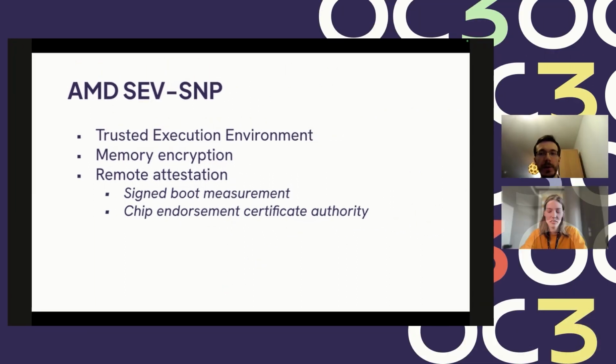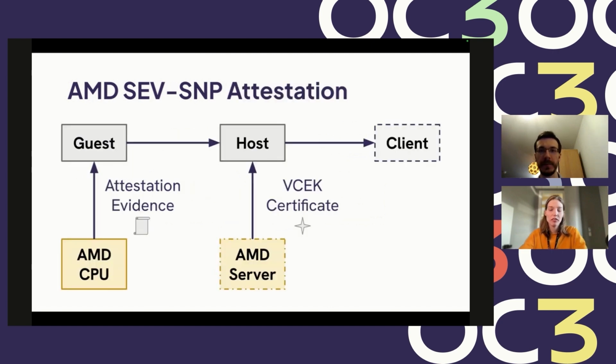AMD SEV-SNP also provides the ability to perform remote attestation by taking a measurement of the VM workload and signing it with the hardware key. AMD also provides certificate authority servers that can sign the corresponding hardware key by creating a chip endorsement key certificate. This means that AMD becomes the root of trust and removes the need to trust the server owner.